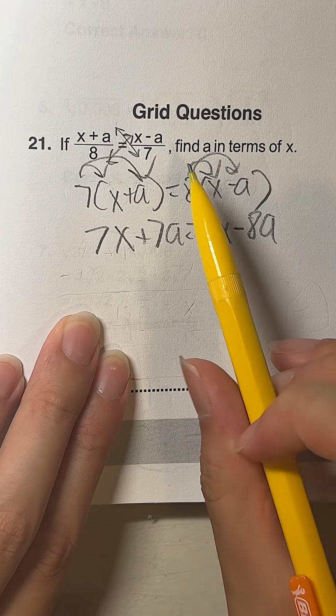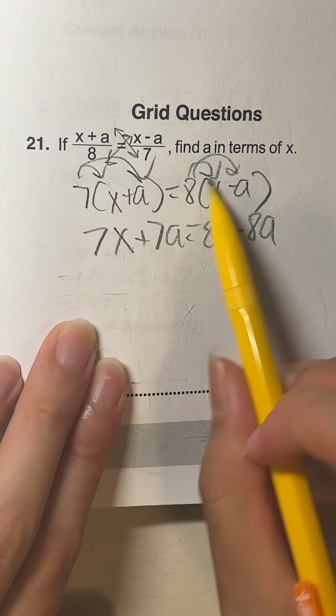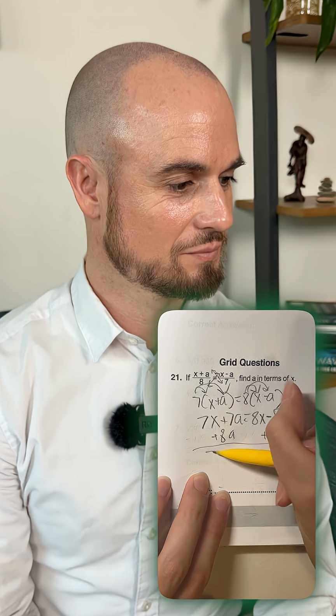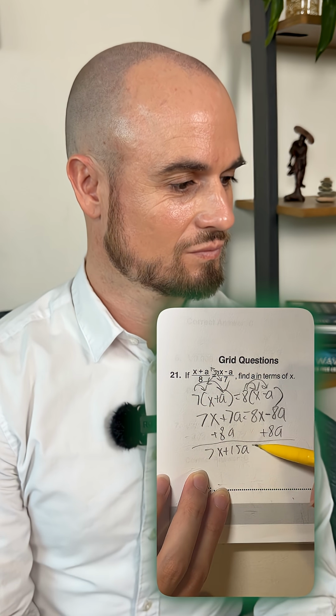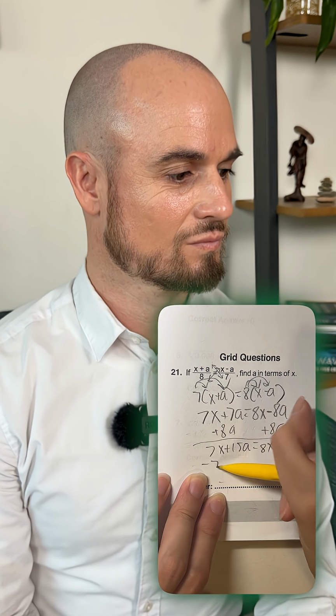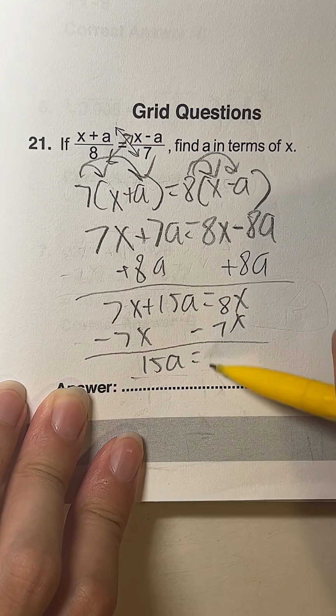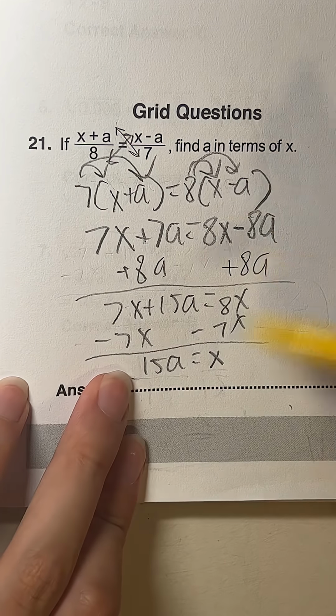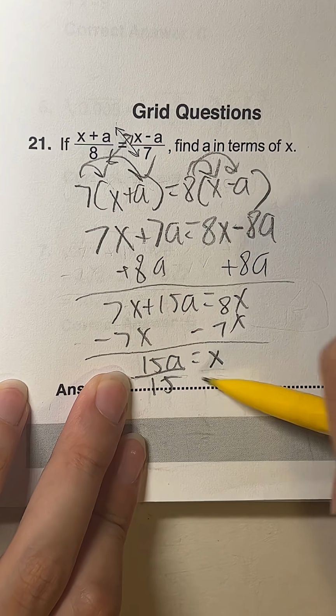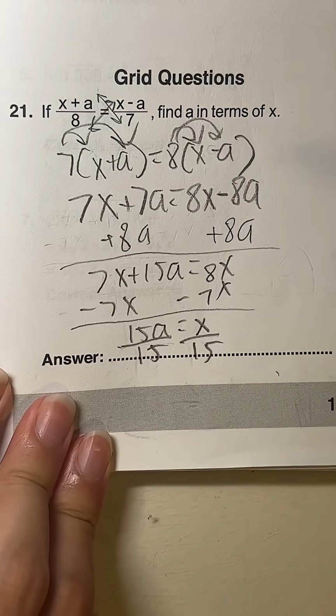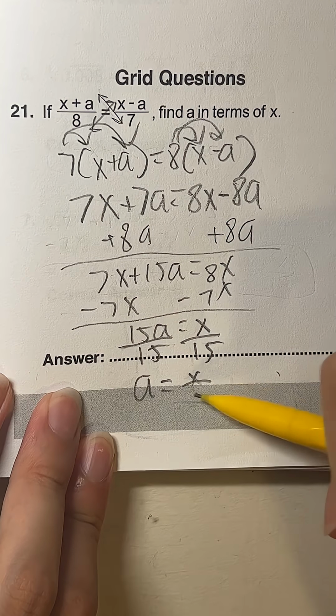And the question asks, find a in terms of x. All I have to do is isolate a. So I'm going to first add 8a on both sides. That would give me 7x plus 15a is equal to 8x. Now I subtract 7x on both sides, which would give me 15a is equal to 1x. And all I have to do now is divide both sides by 15 to isolate the variable, which would give me a is equal to x over 15.